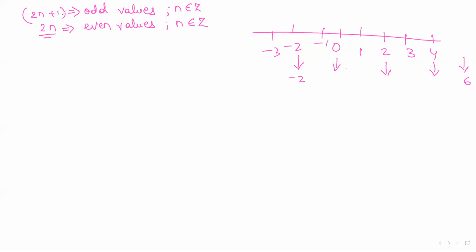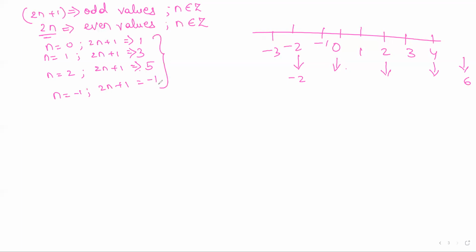What about 2n plus 1? N is equal to 1, the 2n plus 1 will be 2 into 1 plus 1, which is 3. N is equal to 2, 2n plus 1 will give you 5. N is equal to 0, 2n plus 1 will give you 1. N is equal to minus 1, 2n plus 1 will give you minus 1. So if you can see, these values are all odd values. You have to memorize, you have to understand, wherever you write 2n, it is an even value, and whenever you write 2n plus 1, it is an odd value.